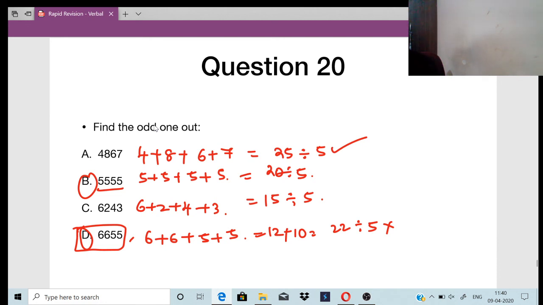Because 6 is not there in option B. 6 is there in option D, no? So like that, this is the divide method, okay? So why do you divide it by 5? Because 5 is the easier number.